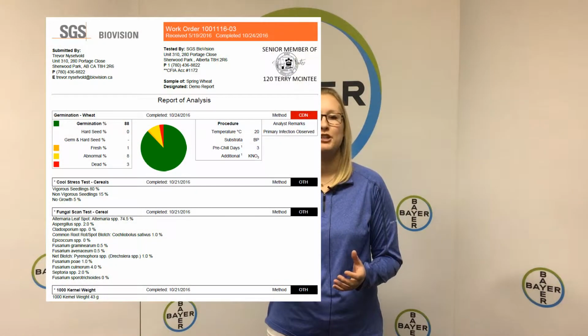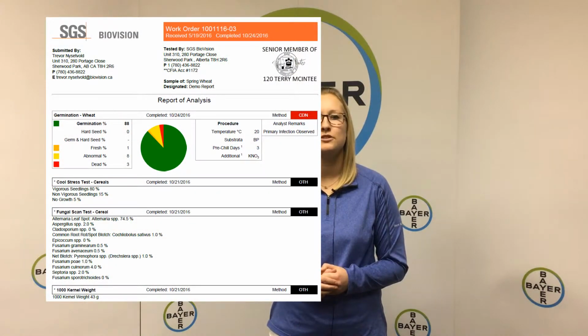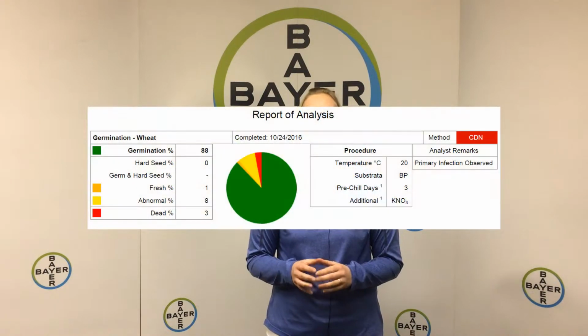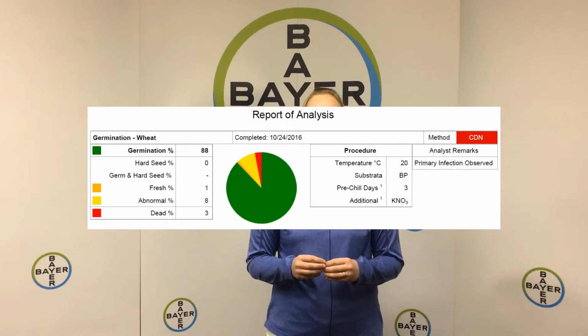There's a lot of information on those sheets, so I'm going to walk you through some of the things that I look at on your seed test result. The first of them being your germination number. So the germination number gives you a good indication of how many of your seeds that you plant will germinate.